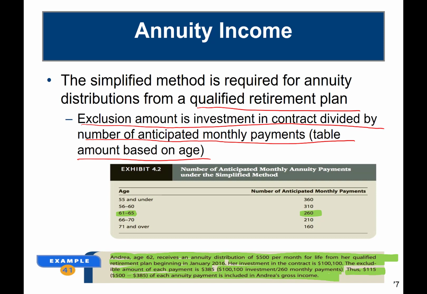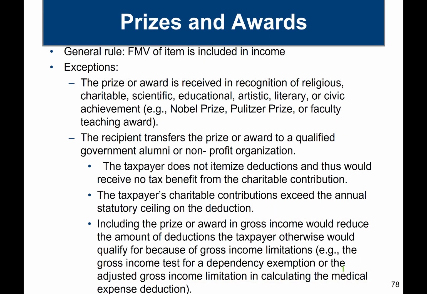Okay, good. Now you come over and let's take a look at prizes and awards. So let's say you win the Nobel Peace Prize, Pulitzer Prize, Faculty Teaching Award. Okay. So you win these things, prizes or awards received in recognition of religious, charitable, scientific, artistic achievement, all of these, you would not have to include the value of the award in your gross income.